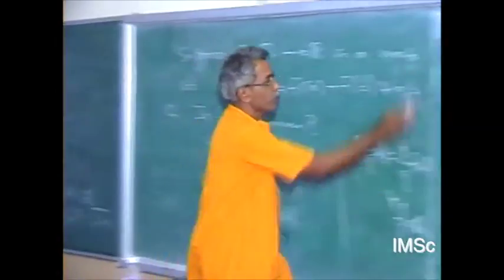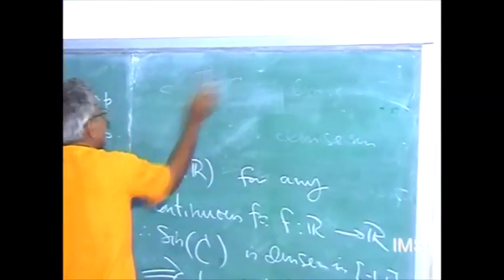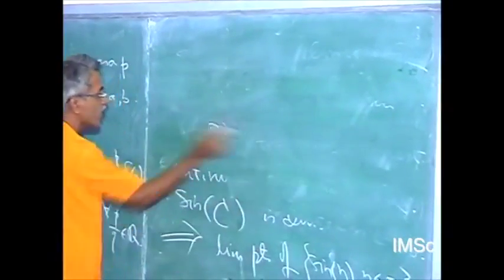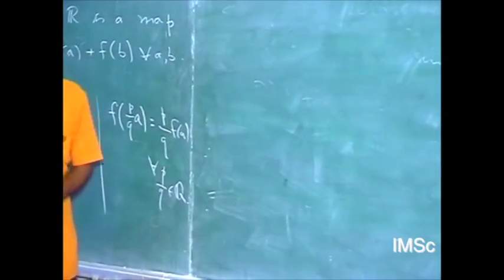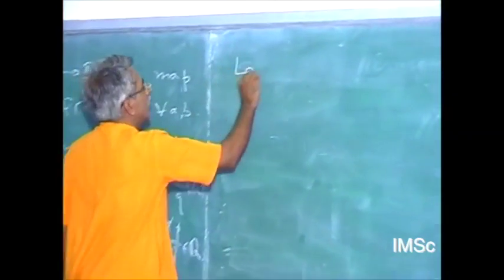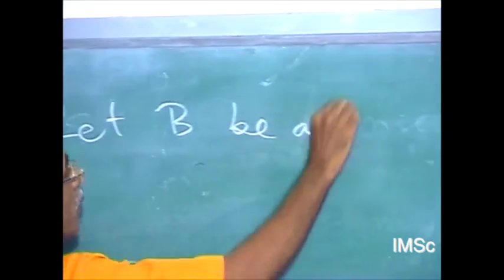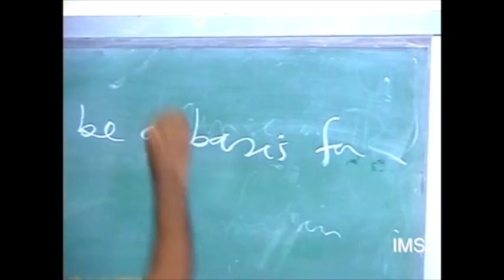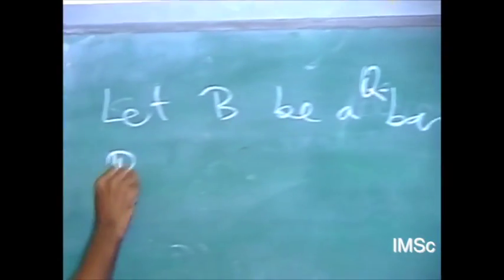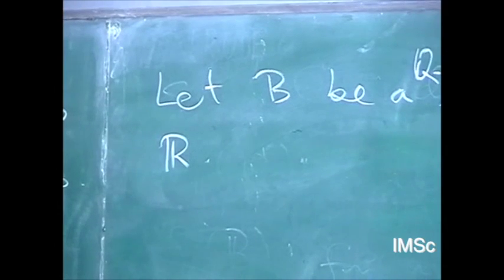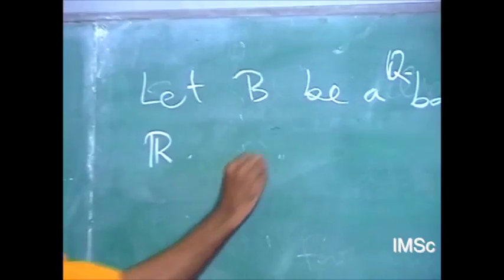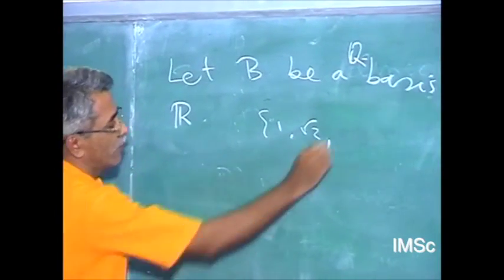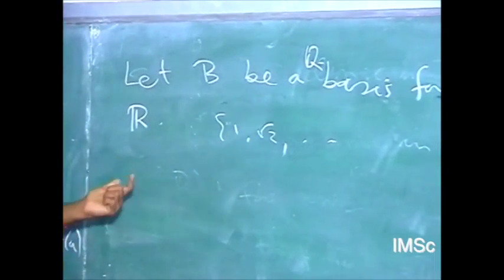So what you do is the following. You just choose a basis for reals over rationals. This time I mean really vector space basis. Let B be a Q basis for the real numbers. All I need is the fact that B contains more than one element. I could have just, for example, taken 1 and √2, and then maybe dot dot dot. Exactly what the thing is is not very relevant for us.